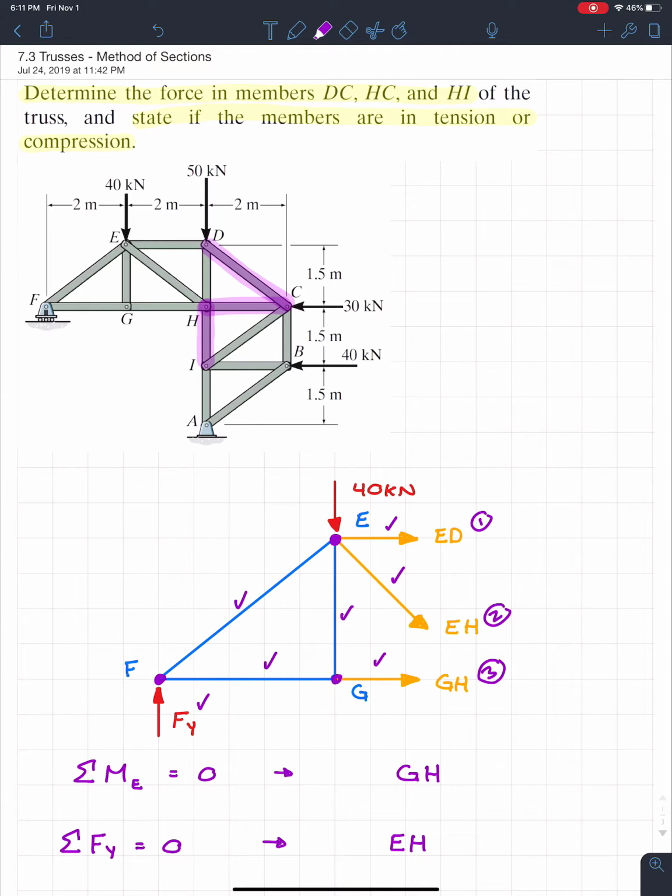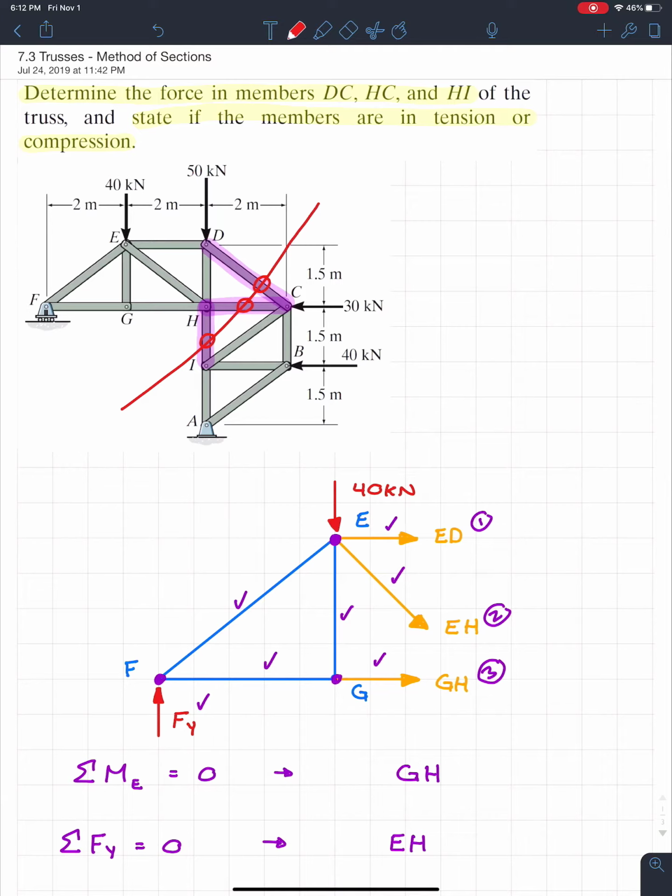But the little trick that I like to do is highlight the members that you want to cut. And that's why I highlighted those 3 members. Because as weird as this may sound, usually in the final, if you highlight those members, it'll show you your cut. So what I do is I highlight the members, like you guys see, and then I cut through all those members. So this will be my cut right here. And if I look through that, I cut through 1, 2, 3 members. Well, that's great. I have 3 equilibrium equations, 3 unknowns. I should be able to solve for everything.